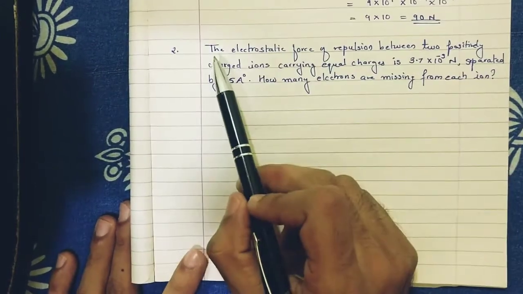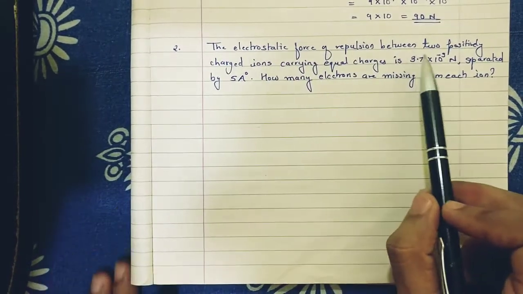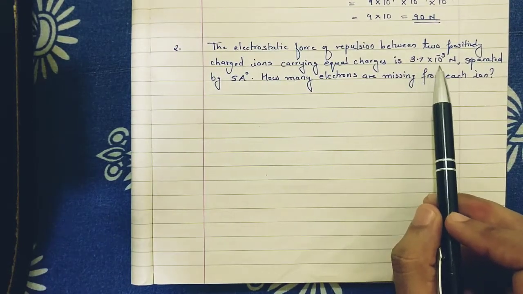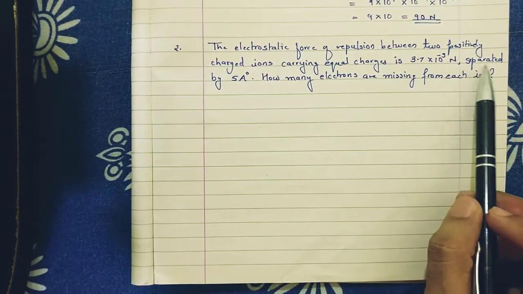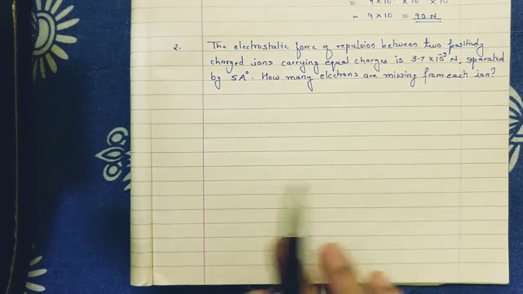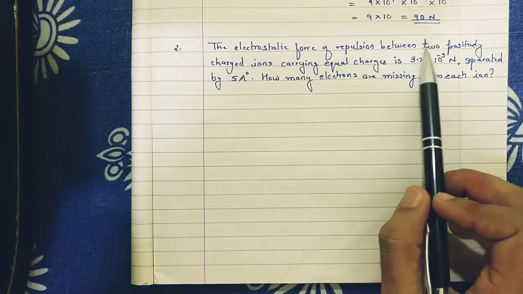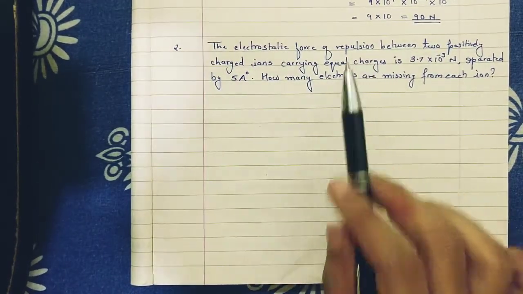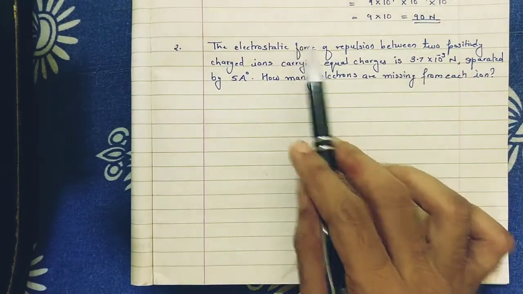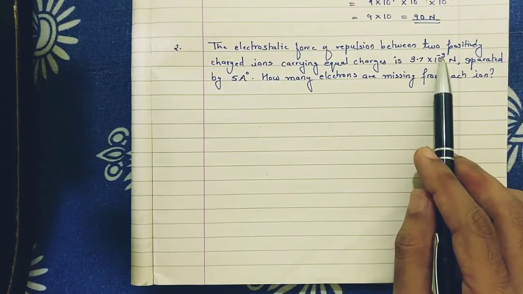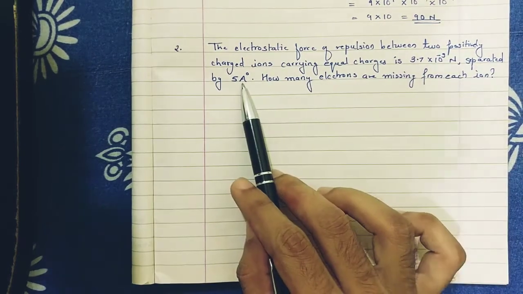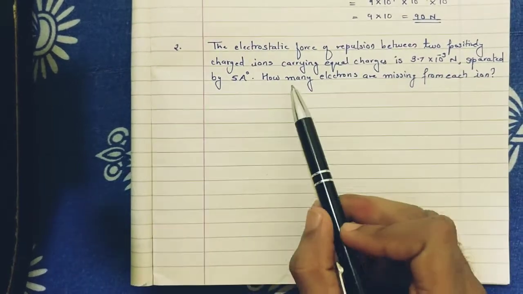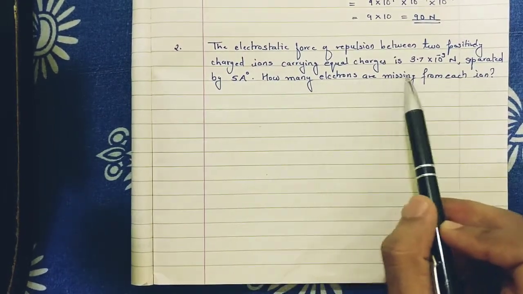The electrostatic force of repulsion between two positively charged ions carrying equal charges is 3.7 into 10 raised to minus 9 newtons, when they are separated by 5 angstroms. The charge is not given to us, only that there are two positively charged ions with equal charges. The force and the distance of separation are given. Let's find the charge first. At the end, we need to find how many electrons are missing from each ion.